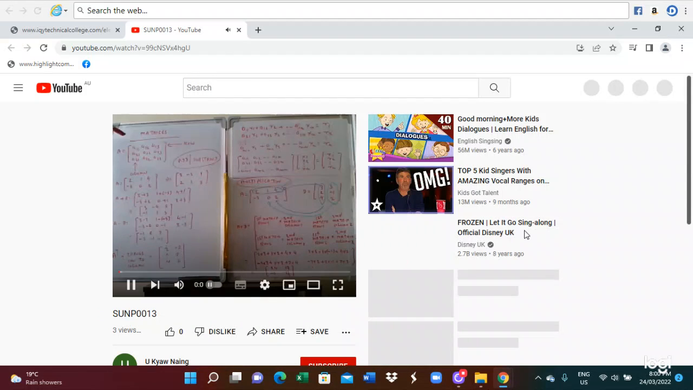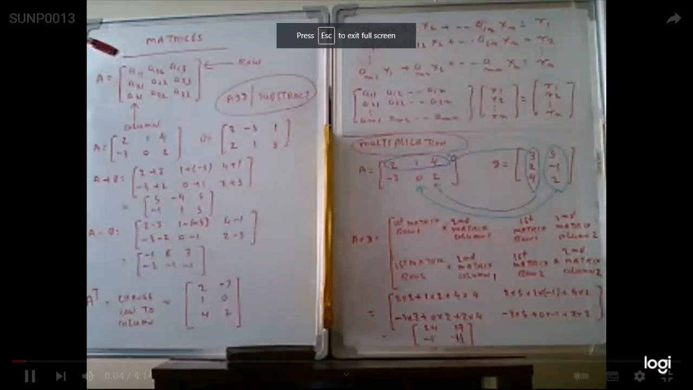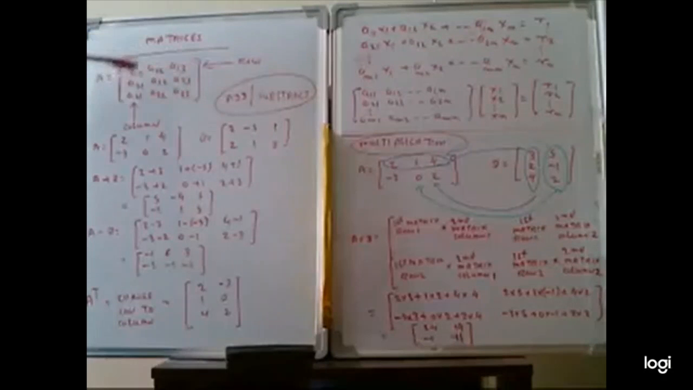Okay, today's lesson is matrices. This is row 1. The row 1 values are A11, A12, A13; row 2 values are A21, A22, A23; and row 3 values are A31, A32, A33.